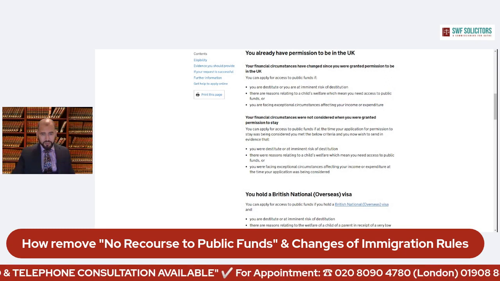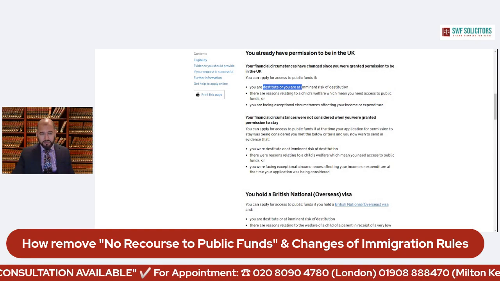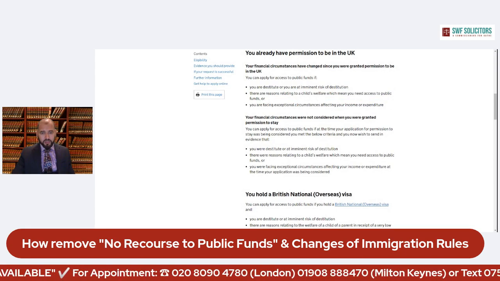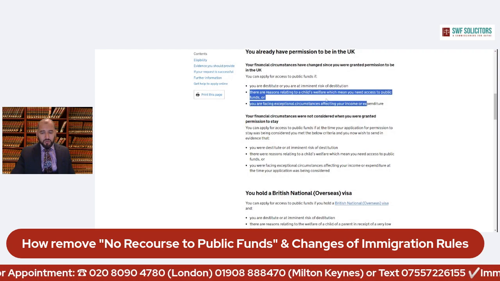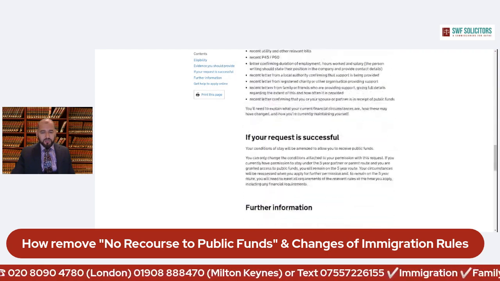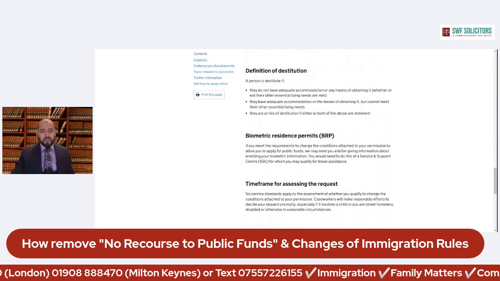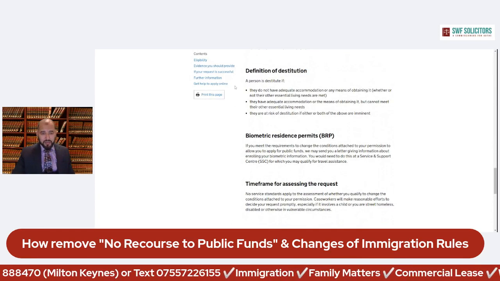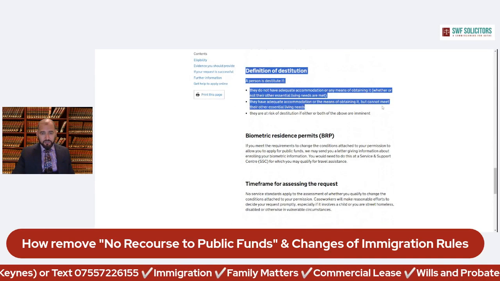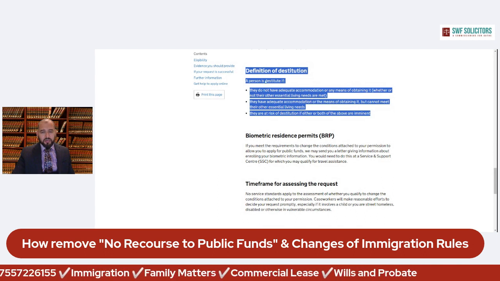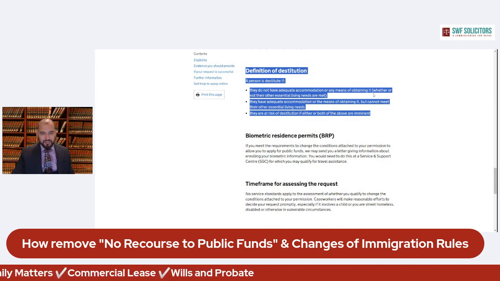Now, let me speak about what is meant by destitute, and then I'll give some idea about the other two as well. The definition of destitute is given by the guidelines, as you see on the screen, and it means you don't have adequate accommodation or any means of obtaining it.